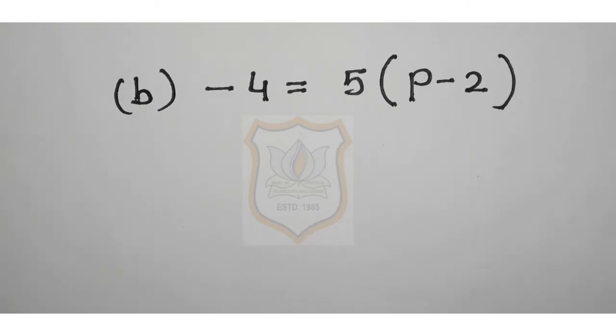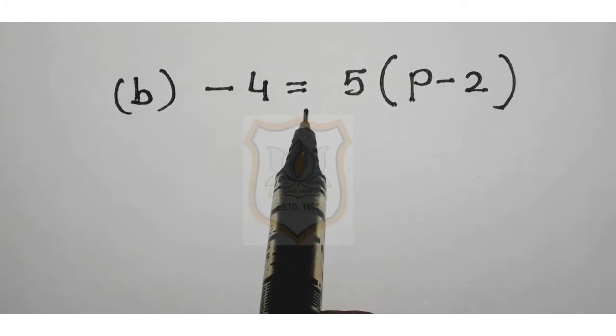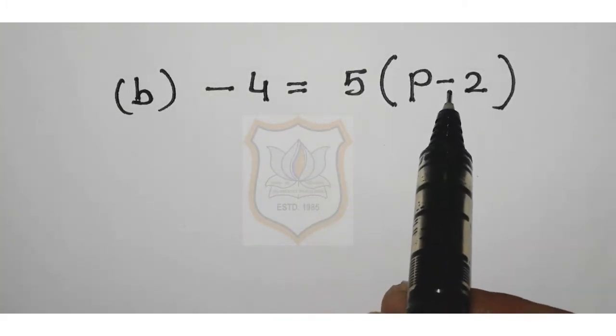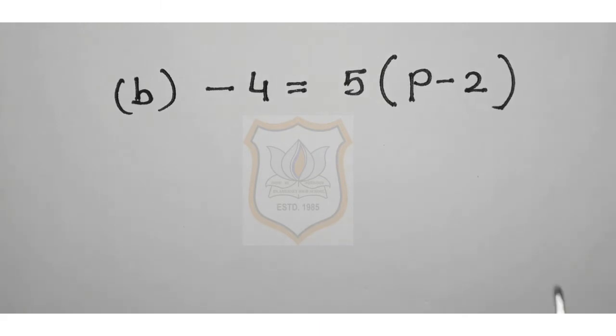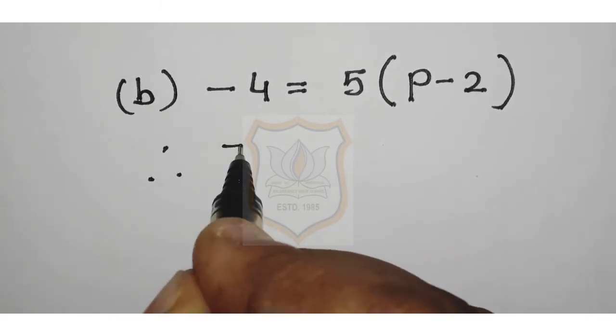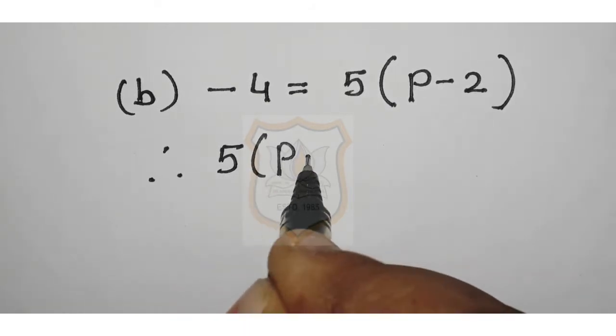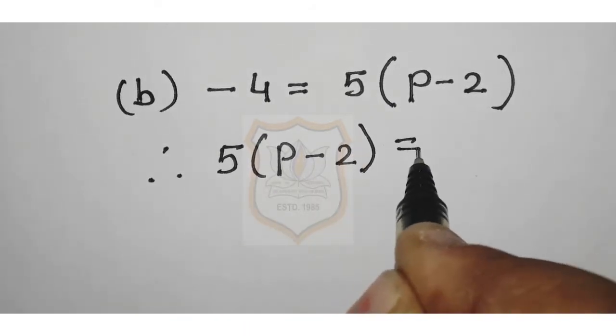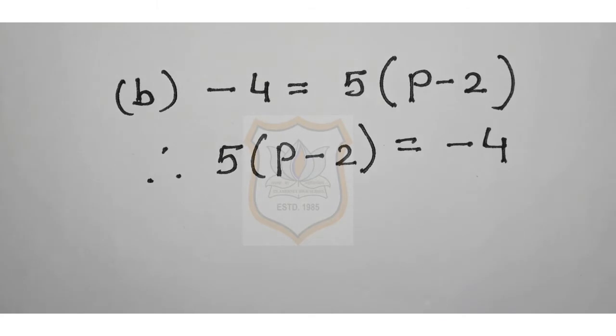Now let us solve B part of question number 3, exercise 4.3. That is minus 4 is equal to 5 bracket p minus 2 bracket close. Students, you can write this equation like this also, with 5 bracket p minus 2 bracket close is equal to minus 4 to make it easy. There is no problem in that.